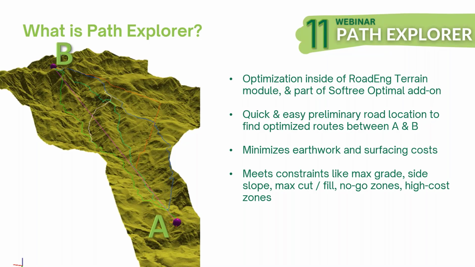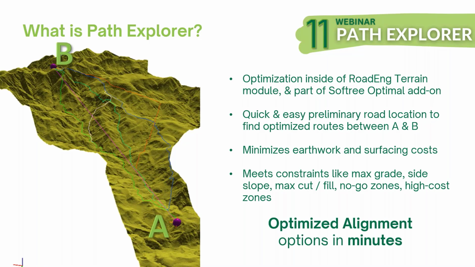We'll talk a little bit more about those in a few minutes, but those can include no-go zones. Maybe you've got an environmentally sensitive area. We can set that up as a no-go zone, or higher cost zones where perhaps it's going to cost more to construct a road there. It's an area of rock. You can identify that with a polygon, and Path Explorer can then take that into account as it looks for your best alignments. So the end result of this, within minutes, are alignment options.